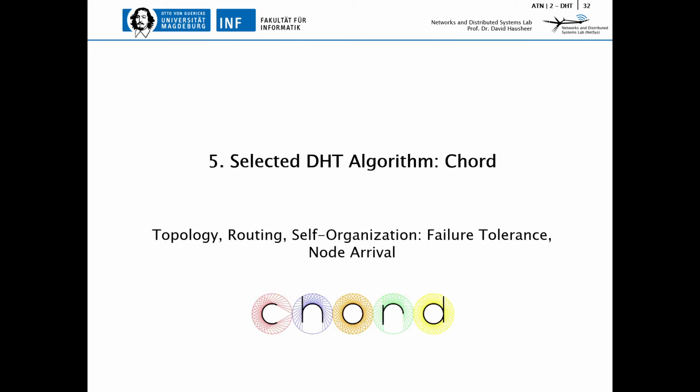Alright, now finally let's look at the very specific DHT example, namely Chord. And we would like to look at how the Chord topology looks like, how routing is being done, and how the Chord network self-organizes itself.